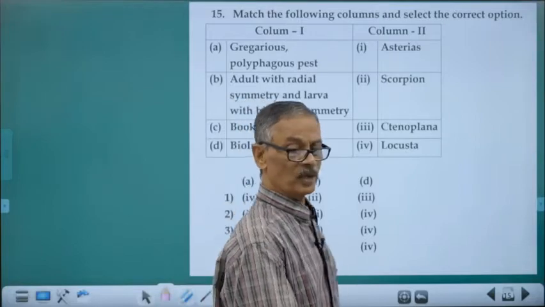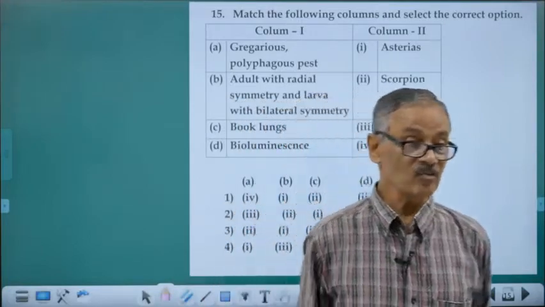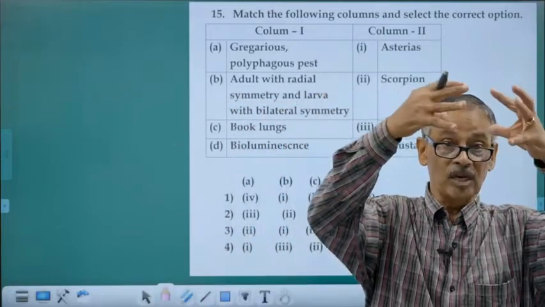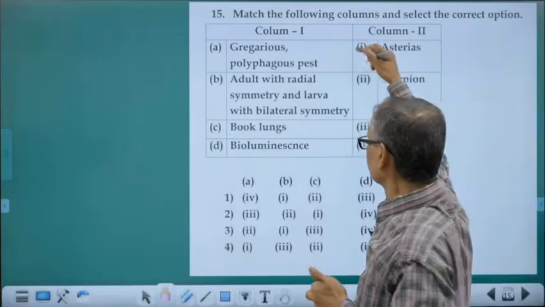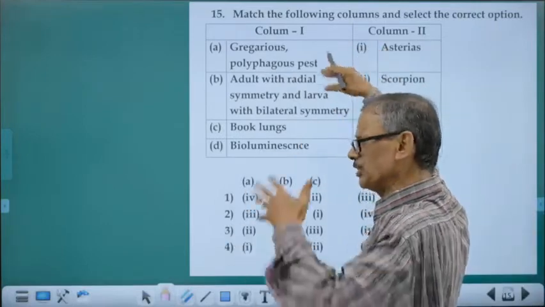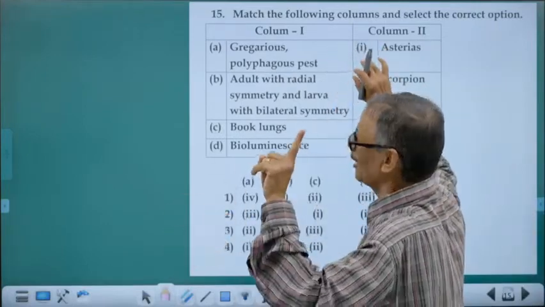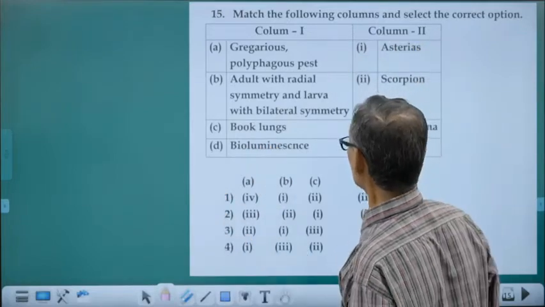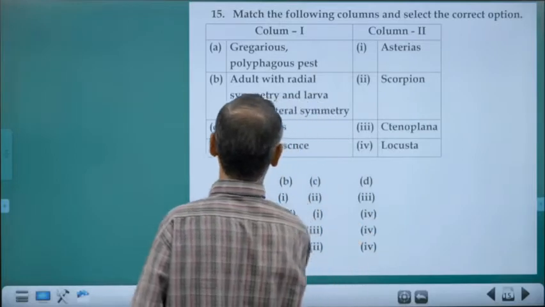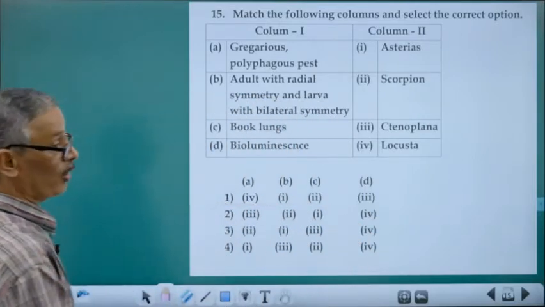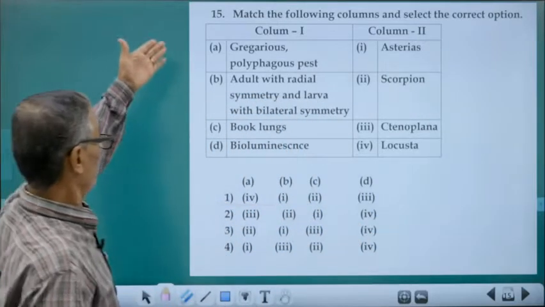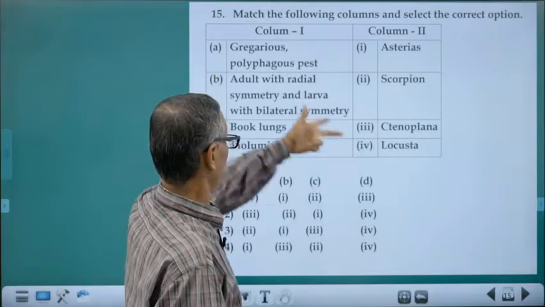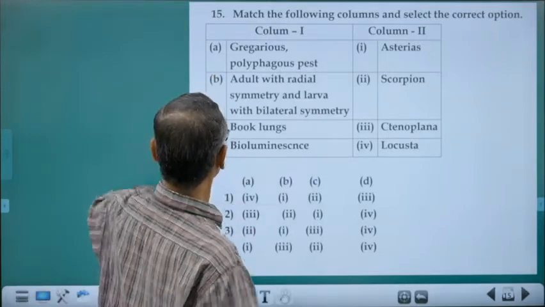Gregarious. What is the meaning of gregarious? Gregarious means in large numbers, collectively. Polyphagous, eating voraciously. So it is a locust pest. So Locusta. So A should be 4. And we are lucky this time because we are having only one option, which is A, 4. So A is 4. So this is the correct answer.